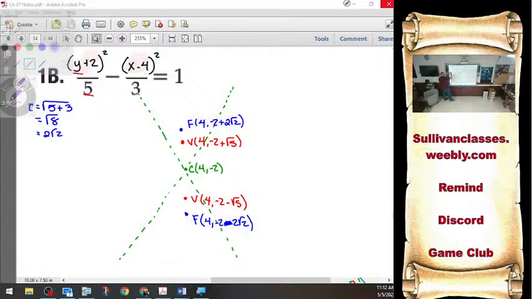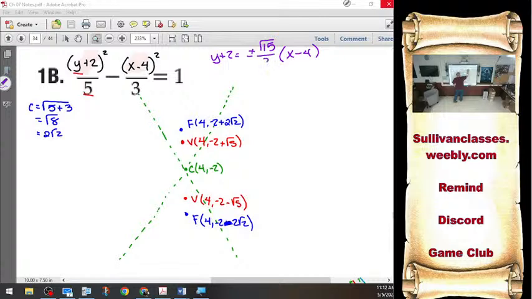And for the asymptotes, we know it's y plus 2 is plus or minus slope times x minus 4. The slope is a over b or b over a? Y over x is a over b. But when a and b are radicals like square root of 5 and square root of 3, you're going to have to rationalize that. Square root of 15 over 3.